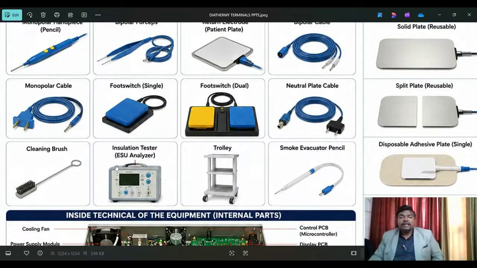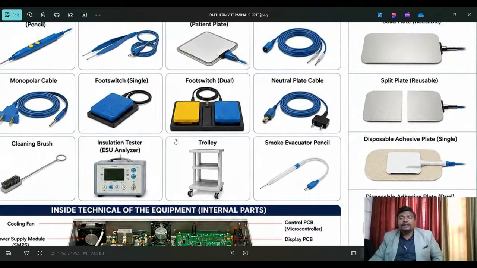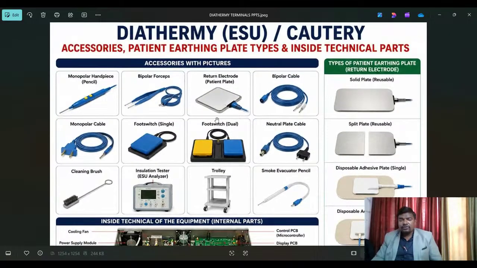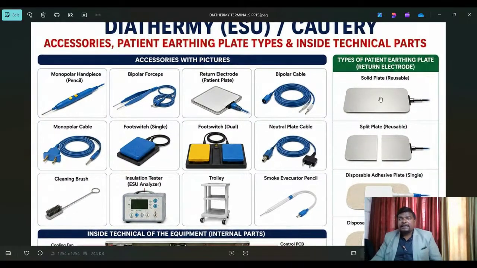Okay, next, insulation tester, ESU analyzer. See, all these things are very important. Trolley: the trolley is mostly of the portable type. Next, smoke evacuator pencil. All these things are accessories of diathermy. Next, you see here the types of patient plate: earth plate, return electrode, solid plate, reusable. See here.